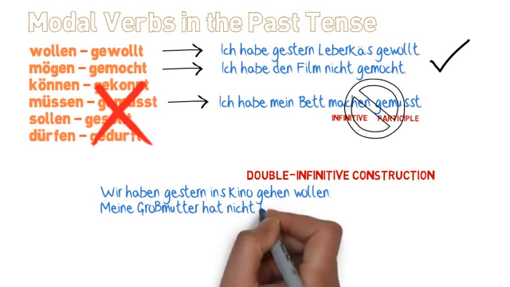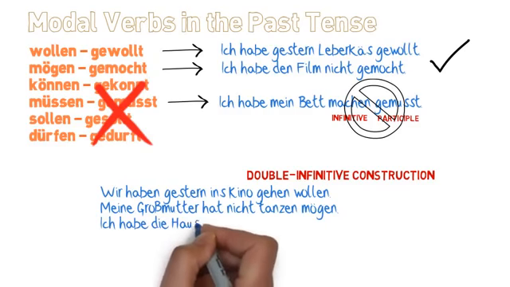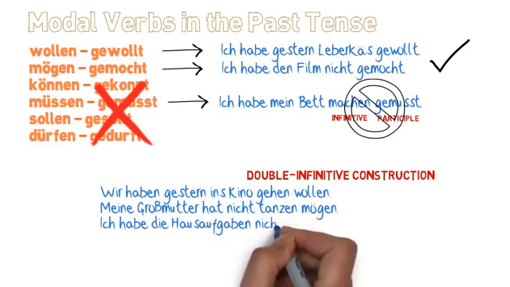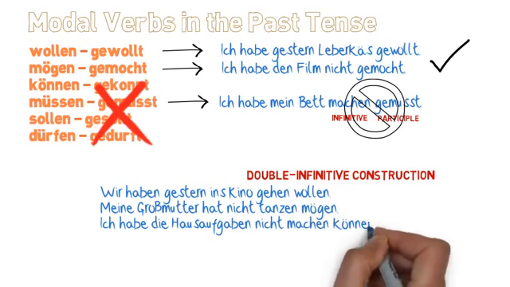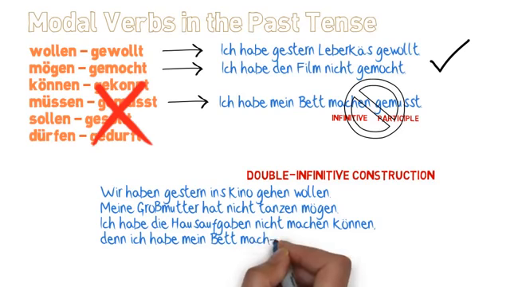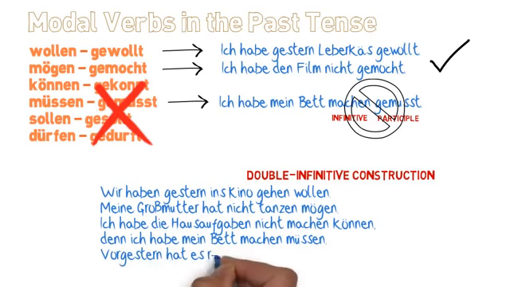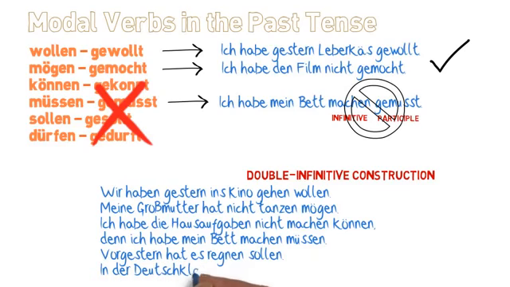Wir haben gestern ins Kino gehen wollen. We wanted to go to the movies yesterday. Meine Großmutter hat nicht tanzen mögen. My grandmother did not like to dance. Ich habe die Hausaufgaben nicht machen können, denn ich habe mein Bett machen müssen. I couldn't do the homework yesterday because I had to make my bed.